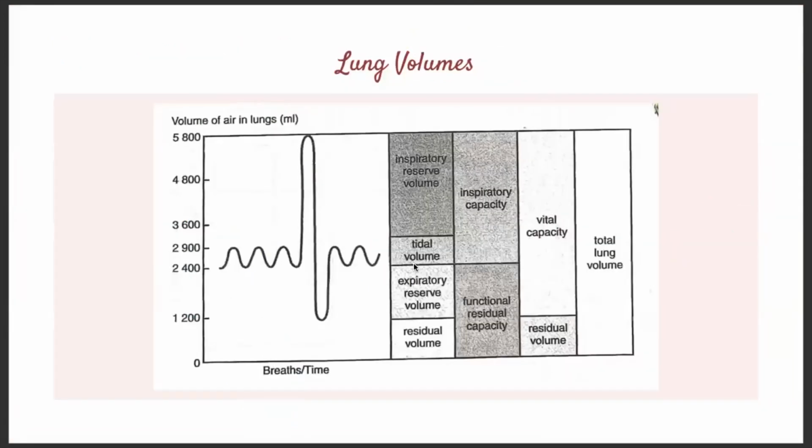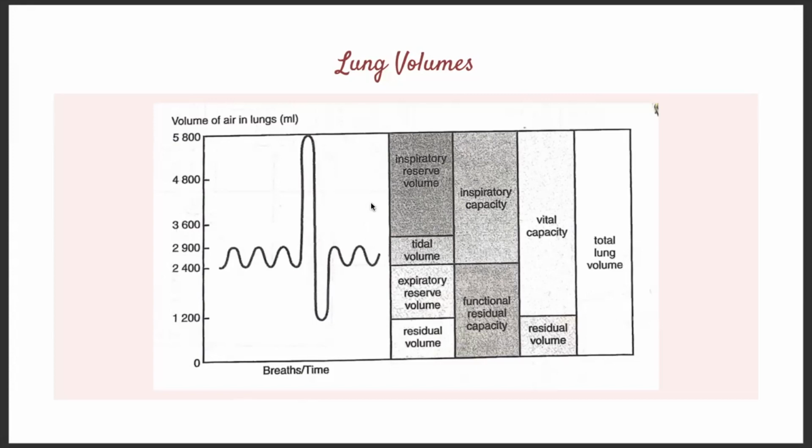Moving on is the lung volumes. Okay, let's begin with tidal volume. So this part here, tidal volume is the volume of air that is inhaled in and exhaled out with each breath. It consists of about 450 to 500 cubic centimeters of air. So this is basically the normal breathing in and out volume.